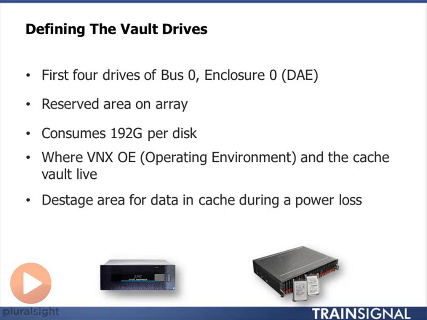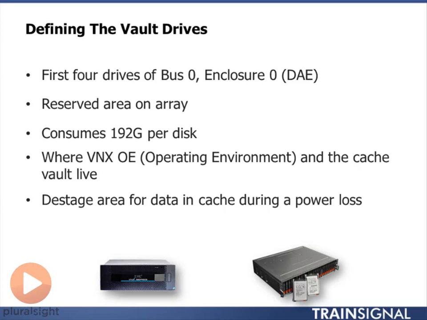At that point in time, if you lose power to the SPs and the array itself, you have a finite amount of time where that data in cache needs to be written to disk. And that's where the cache vault comes into play. It has enough capacity to write the data that exists in cache, which is going to be all your hot data, to the cache vault itself.